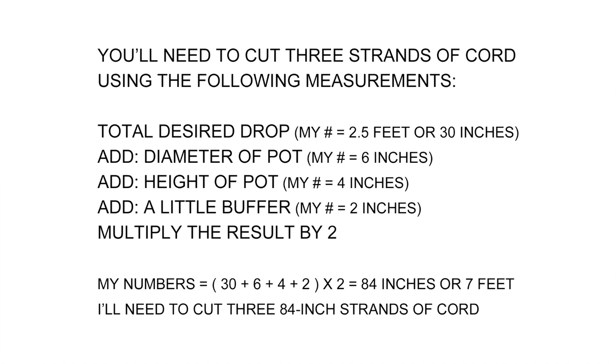You're going to add all of those together, and then you're going to multiply the result by 2. My numbers are shown down below: 30 plus 6 plus 4 plus 2 inches of buffer. That is 42 inches, multiplied by 2 is 84 inches, which happens to be 7 feet. So I'm going to need to cut 3 7-foot-long strands of cord. Your measurements may differ, but this is how you can calculate your own.